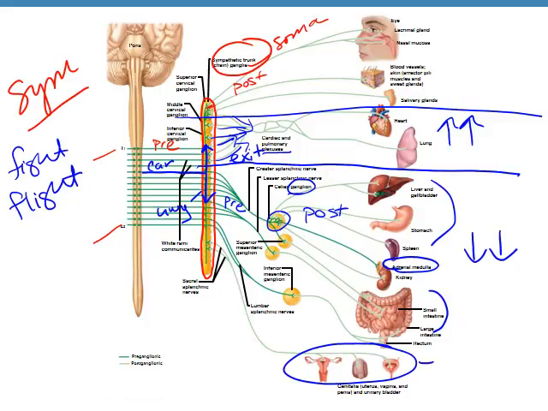We also decrease urinary function. So here we have the bladder. So that's also going to be decreased.